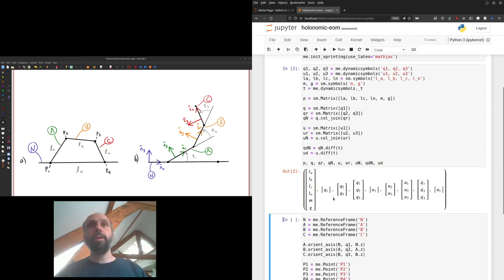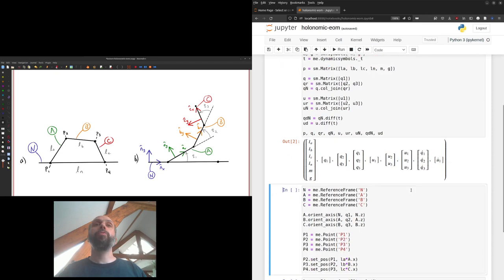And then I've got a number of vectors here. I have one for Q, which is the independent generalized coordinate. Then I have these dependent coordinates, QR, which are going to be Q2 and Q3. I'll make those dependent. And then I have this Q capital N that contains all of the coordinates, the total amount of coordinates. And then similarly for the U's. I'm going to use just Q dots equal the U's in this case to keep it simple. And then I have a Q dot vector there and a U dot that'll become useful.